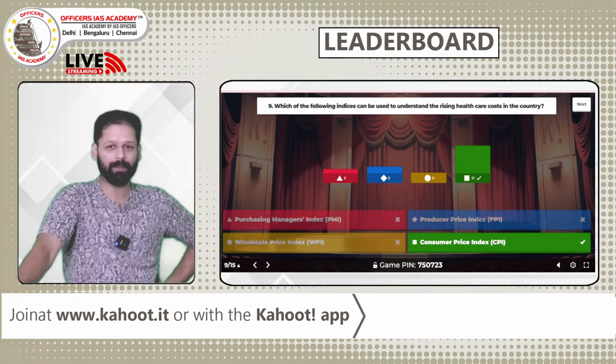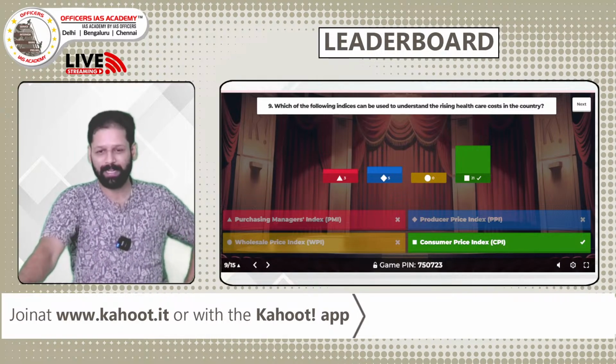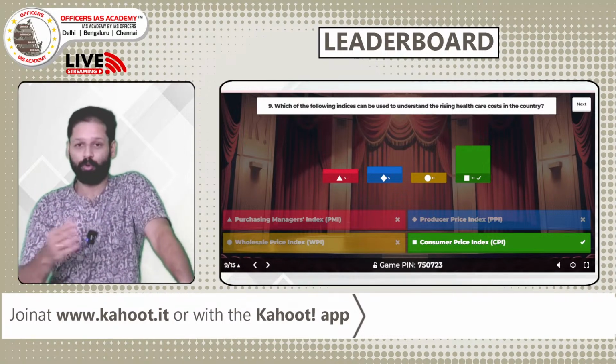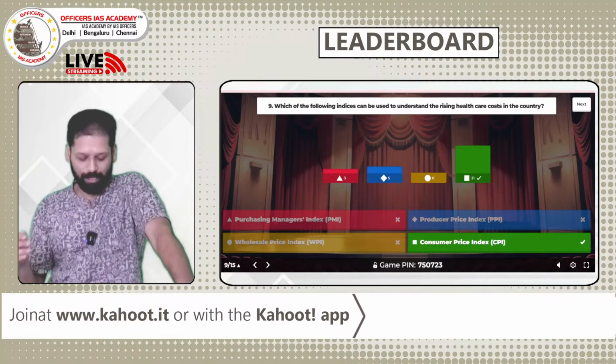CPI, WPI, very, very often we find it in the UPSC paper. That is why I gave the explanation behind them, which is so kindly, so well prepared by the officers team.